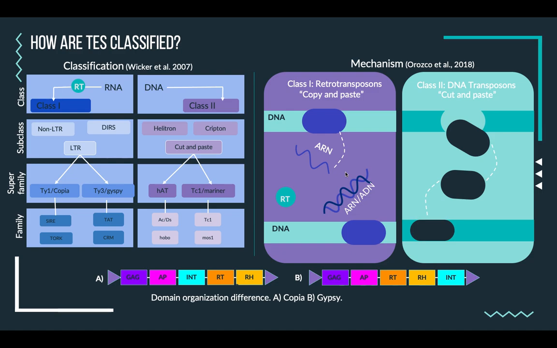There are different elements and they are commonly classified into families according to the Wicker system. So we have two main classes. The first is known as the retrotransposons or copy and paste, and the second class is the DNA transposons or the cut and paste. Within the families, they can also be classified according to their domain organization. For example, here we have Copia and Gypsy and some differences among them.